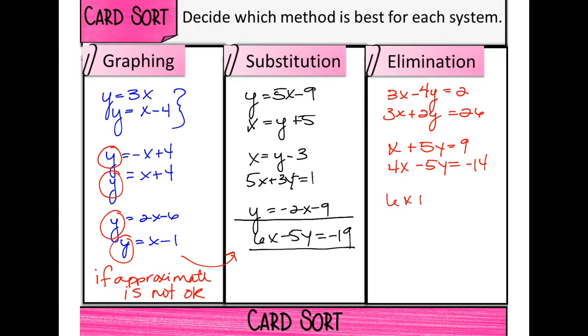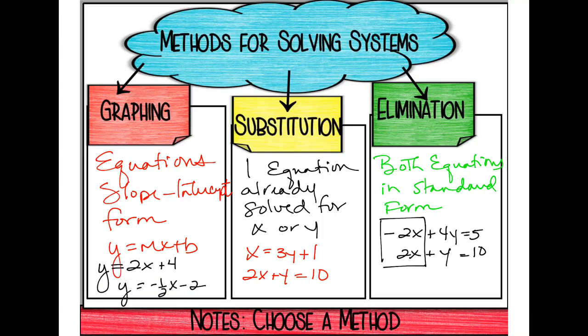And one more example. Negative 2x plus y equals negative 17. Okay, so make sure you've taken notes on the previous slide. You have a handout that looks exactly like this. Make sure you take down when to use each of these methods for solving a system.